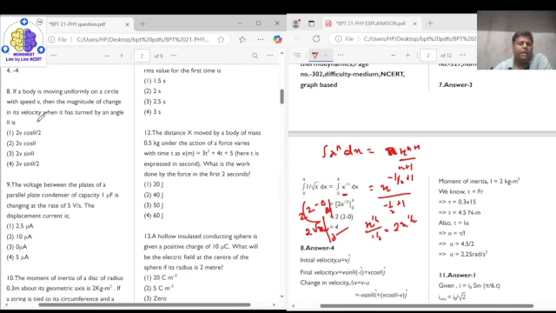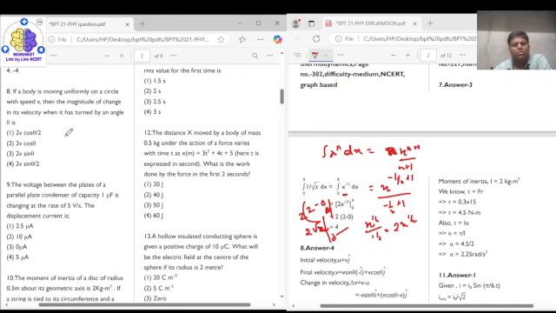Now question number 8: if a body is moving uniformly in a circle with speed v, then the magnitude of change in its velocity when it is turned by an angle theta is 2a cos theta by 2, right?